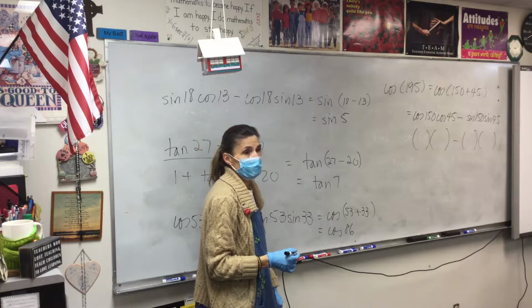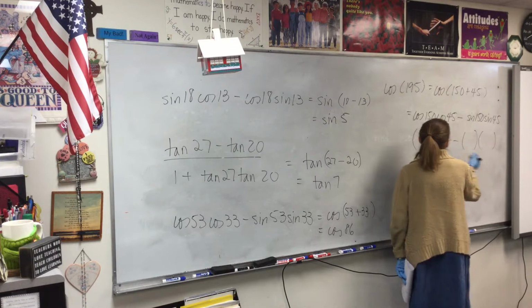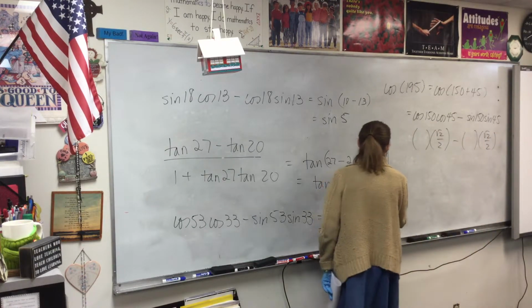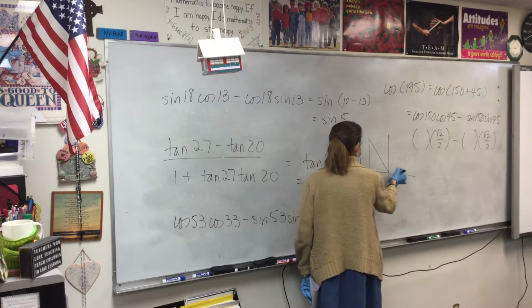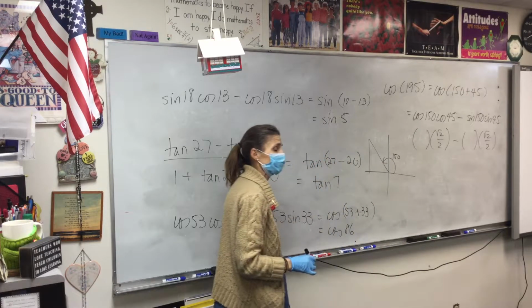And we do the 45s all the time. Root 2 over 2. So those are root 2 over 2. For 150, I'm going to draw a picture of it. Again, you might have it memorized, and that's great. I do not. So I'm going to draw a picture of it.